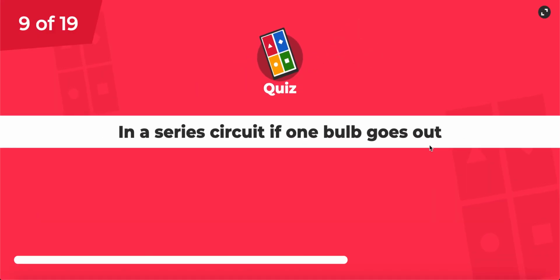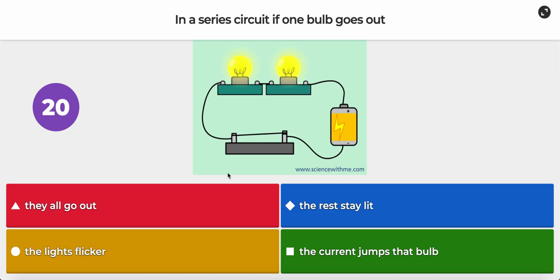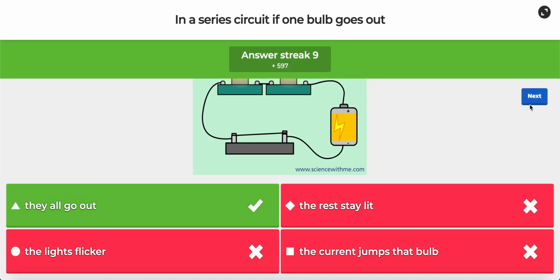In a series circuit, if a light bulb goes out. So let's take a look at our circuit here. This is a series circuit, and you can see there is only a single path for our electricity to flow. So if one of these light bulbs goes out, the electricity can no longer flow through it, and therefore the electrons stop flowing, and they all go out.